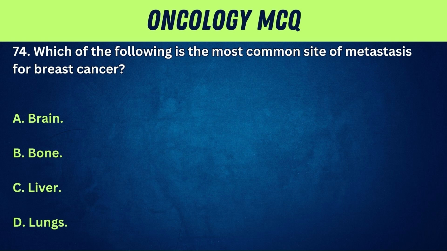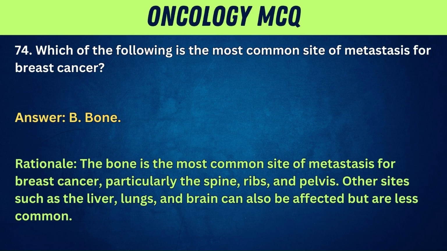74. Which of the following is the most common site of metastasis for breast cancer? A. Brain. B. Bone. C. Liver. D. Lungs. Answer: B. Bone. Rationale: the bone is the most common site of metastasis for breast cancer, particularly the spine, ribs, and pelvis. Other sites such as the liver, lungs, and brain can also be affected but are less common.